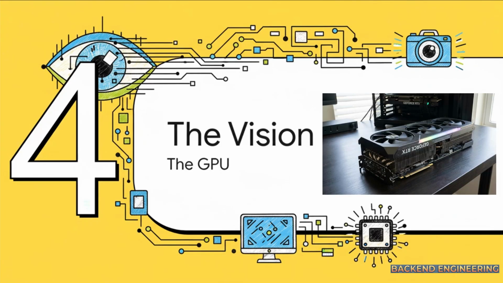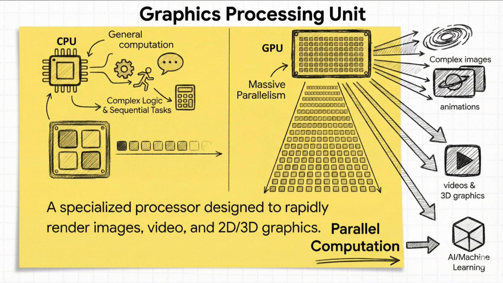So our machine is thinking, it's remembering, but it's blind. It can't show us a thing. For that, we need to install its visual cortex, the graphics processing unit, or GPU. See, a CPU is kind of like a jack of all trades. A GPU, it's a master of one thing, doing a ton of simple calculations all at the same time. This is called parallel computation. It's amazing for drawing graphics, but for modern back-end engineering, it's absolutely essential for things like training machine learning models or crunching huge data sets.